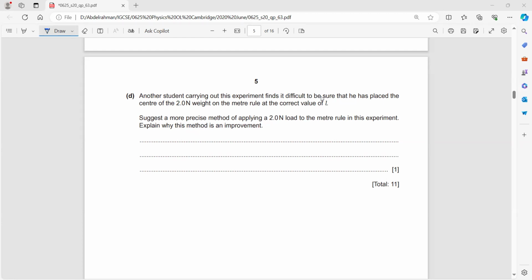It's a very trivial answer, I know, but again, this is paper 6. A lot of the answers that you would write down would be considered to be correct. So: hang the weight of the load from above the ruler. Okay, nice.